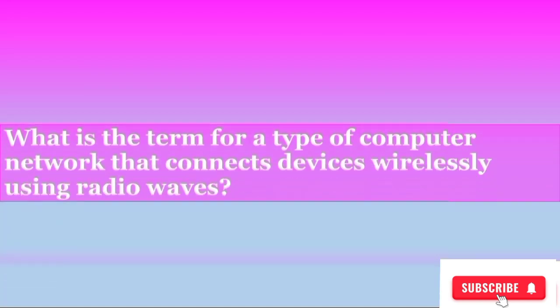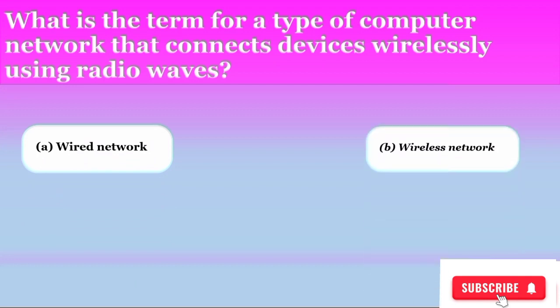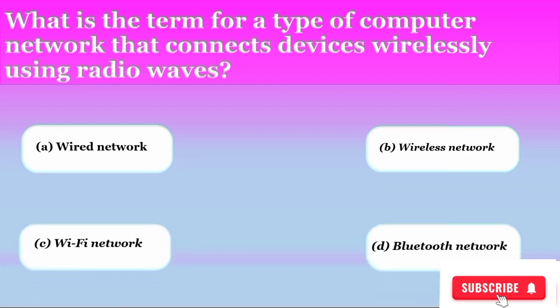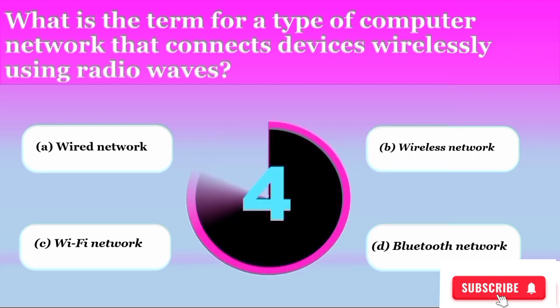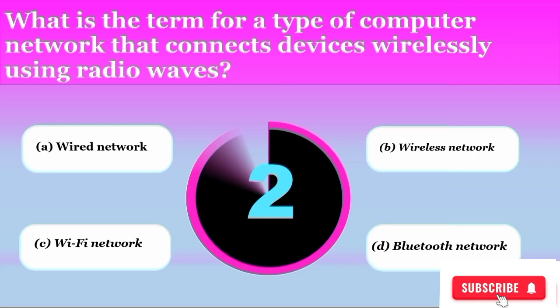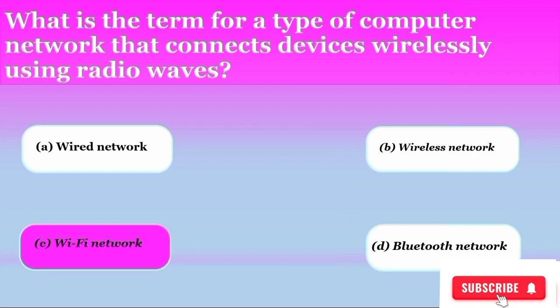What is the term for a type of computer network that connects devices wirelessly using radio waves? A. Wired network. B. Wireless network. C. Wi-Fi network. D. Bluetooth network. The correct option is option C, Wi-Fi network.